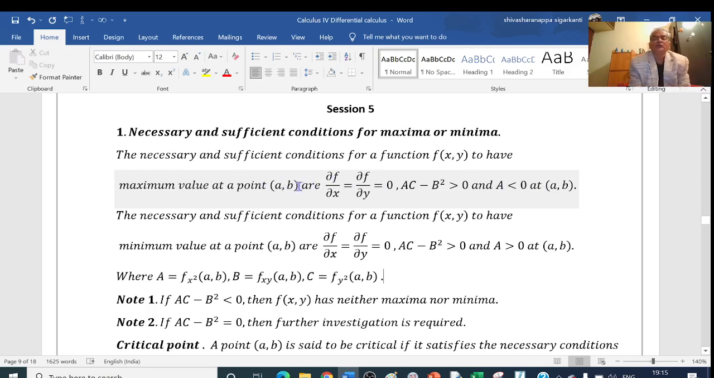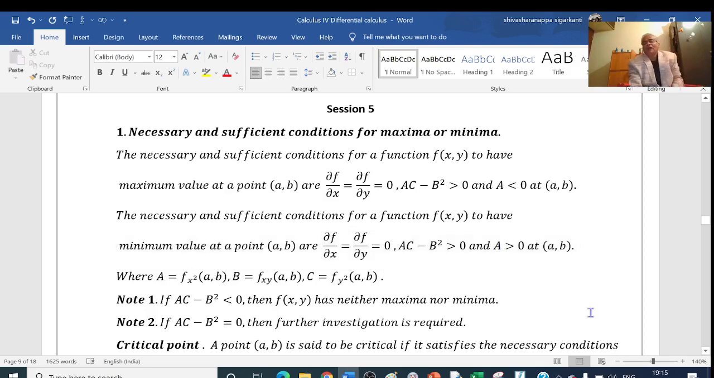So these are for a function to have a maxima. And for a function to have minima, the necessary conditions are the same. That is dou f by dou x equal to 0, dou f by dou y equal to 0. For a function f of x comma y to have maxima or minima, the necessary conditions are dou f by dou x equal to 0 and dou f by dou y equal to 0. And the sufficient condition is similar: here also AC minus b square is greater than 0, and here a must be greater than 0. Then we say that the function has minimum at that point.